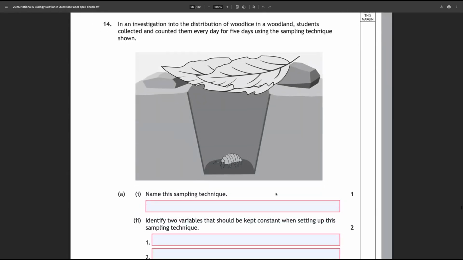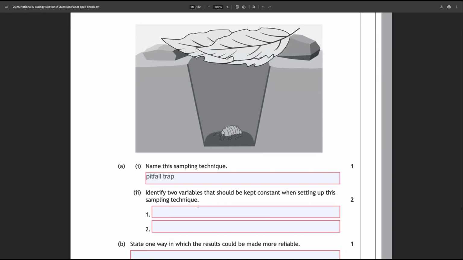Question 14. In an investigation into the distribution of woodlice in a woodland, students collected and counted them every day for 5 days using the sampling technique below. Hopefully you all get a chance to do this at some point in the course, and you go out and set one of these and find some invertebrates, but this is a pitfall trap. Okay, identify 2 variables that should be kept constant when setting up this sampling technique.